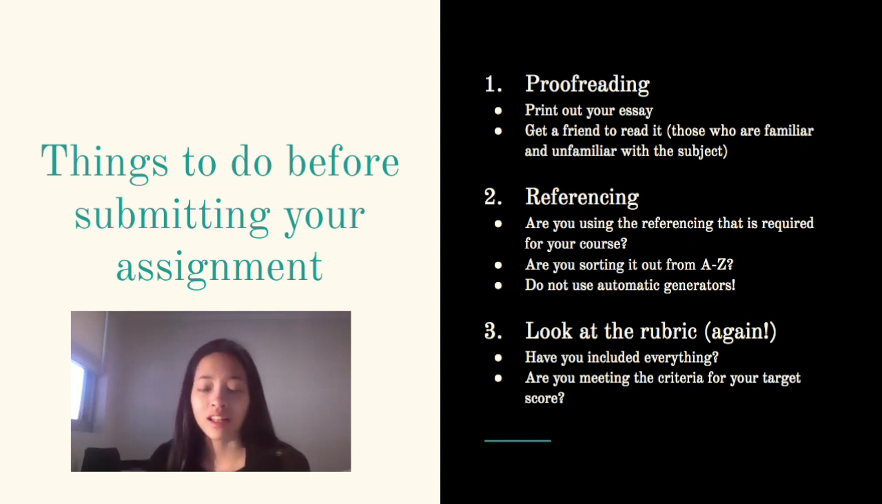The second thing would be to focus on referencing. Are you using the referencing that is required for the course? If they don't have a specific type of referencing, check other things, such as making sure to sort out your reference list in an A to Z form and not a number form. I made this mistake too many times in my first year, and making sure your referencing is consistent and you are following the guidelines. I would personally avoid using automatic referencing sites such as EasyBib.